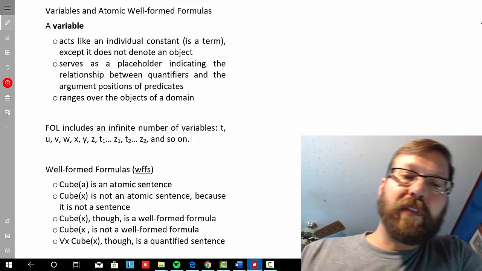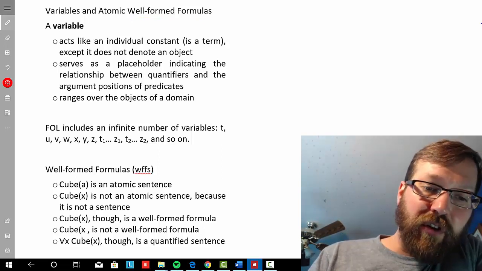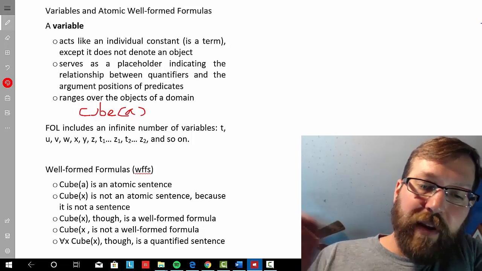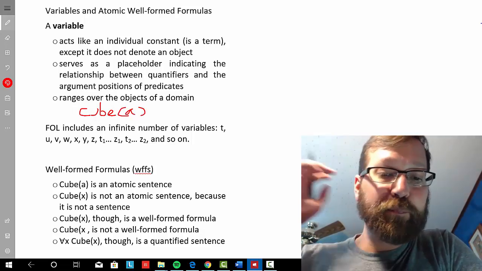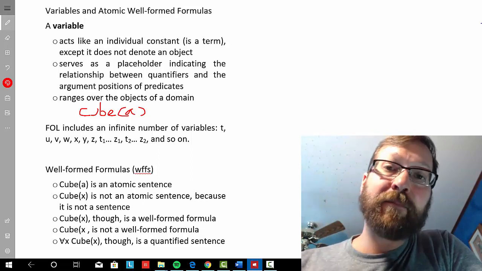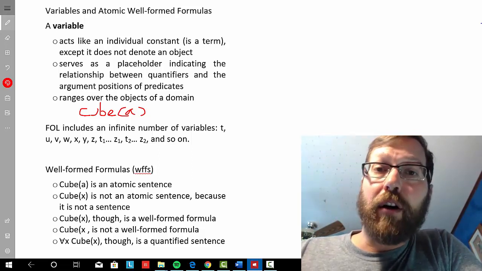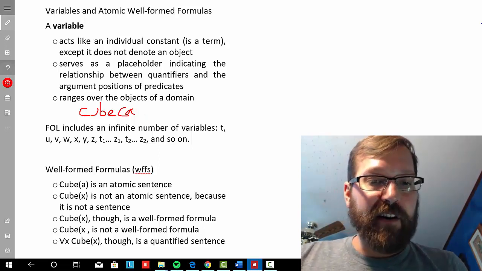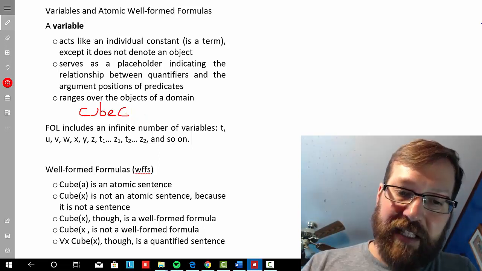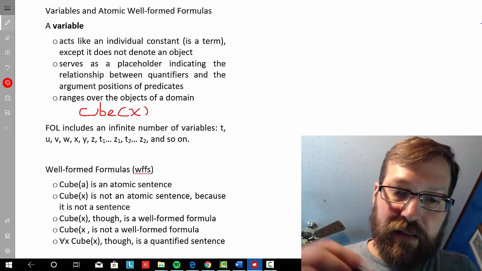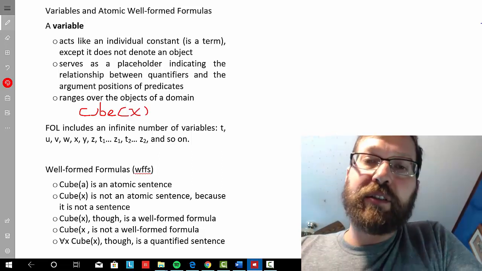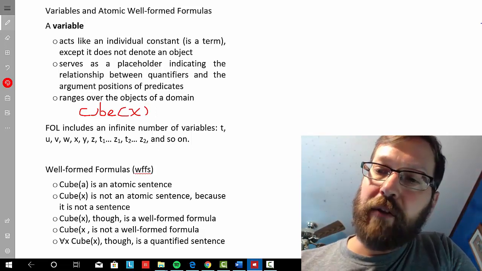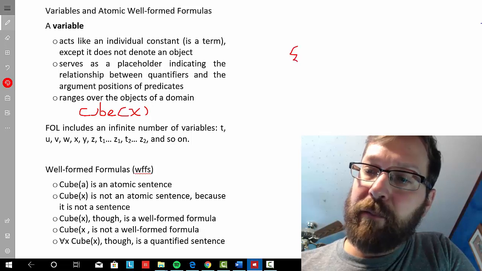All right, so variables act very much like individual constants. Here we have an atomic sentence: A is a cube. A is an individual constant, and what it does is denote an object. So it picks a specific object out. Our variables will end up in the same placement as individual constants do, but they don't denote a particular object. Instead, what they do is they range over the objects that we're talking about.